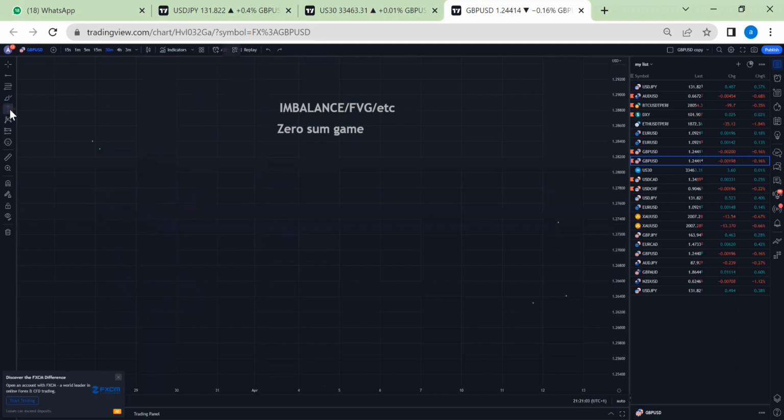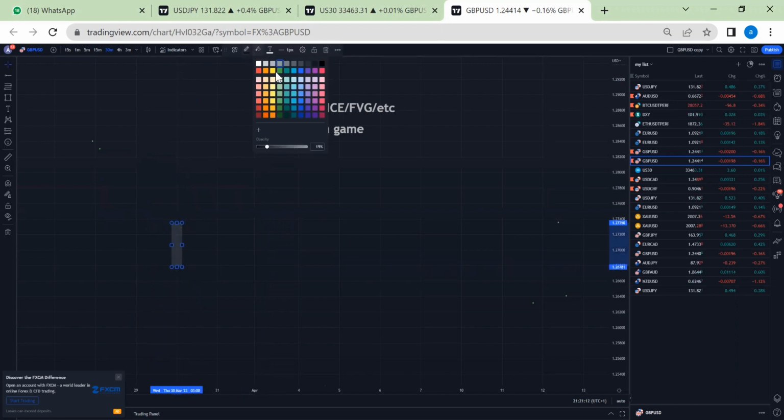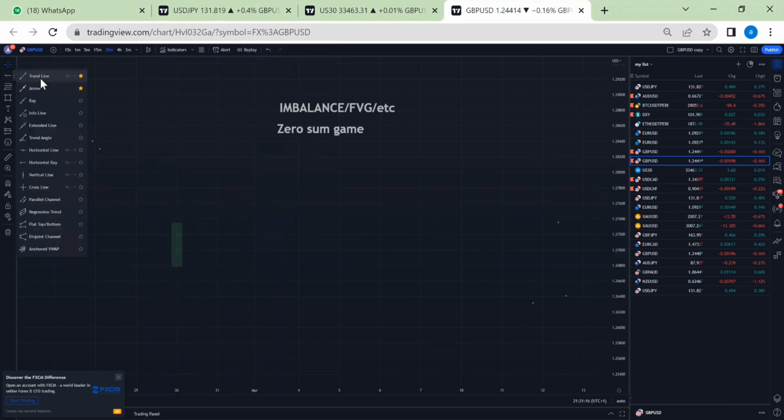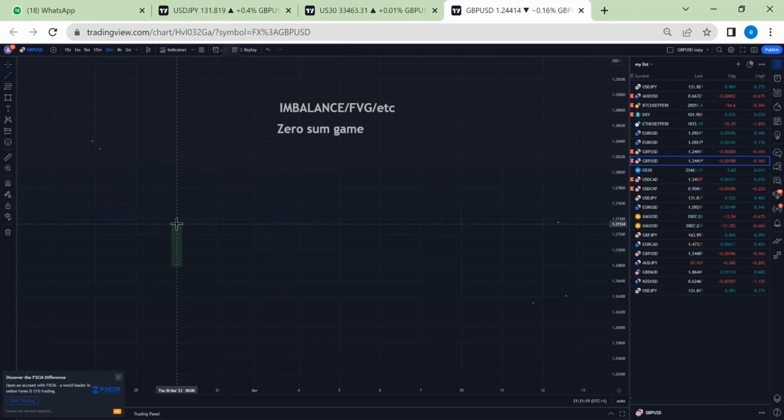Let's say we have a buy candle. This is the body of a buy candle, and it has a wick above it like this, and another wick below it like this.